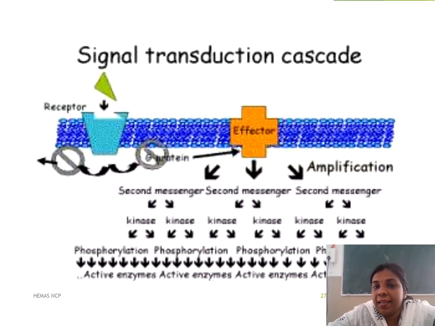The fourth step is second messenger formation. Second messengers spread rapidly in the cytoplasm and activate downstream proteins. They help amplify the signal. And step 5, protein kinase activation. Secondary messengers activate kinases such as protein kinase A, C, etc.